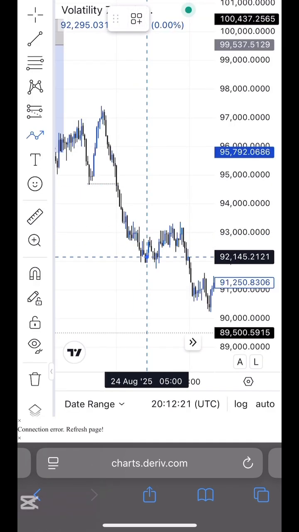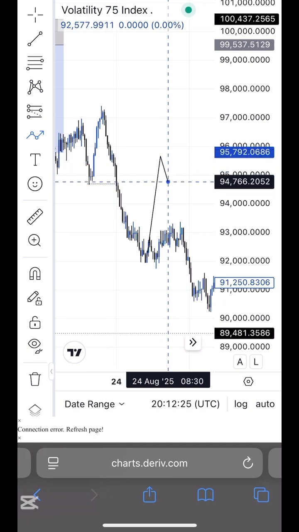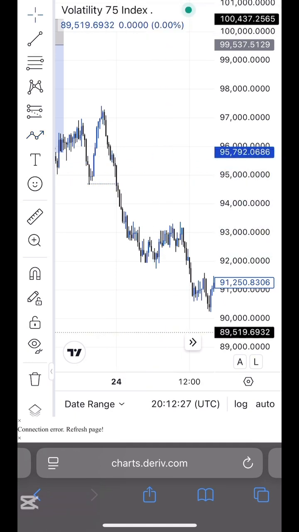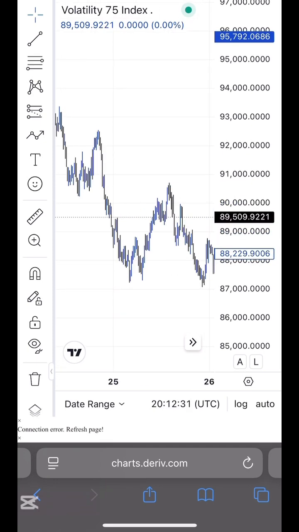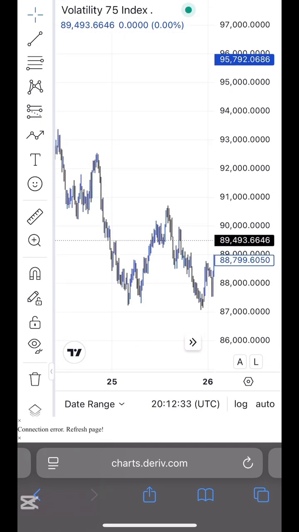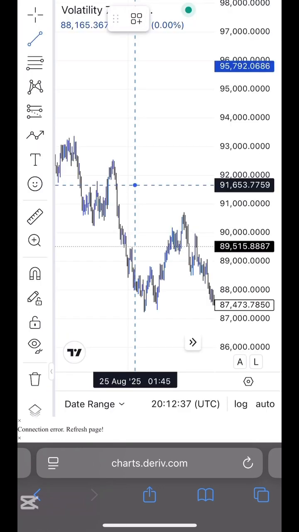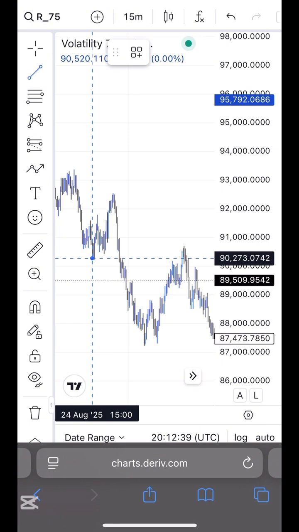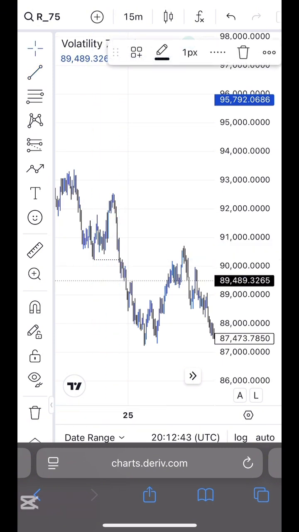We are waiting for a retracement, but we didn't see any retracement, right? So we'll now wait for another breakout structure. Now we have gotten a breakout structure at this level. A clean breakout structure at this level.